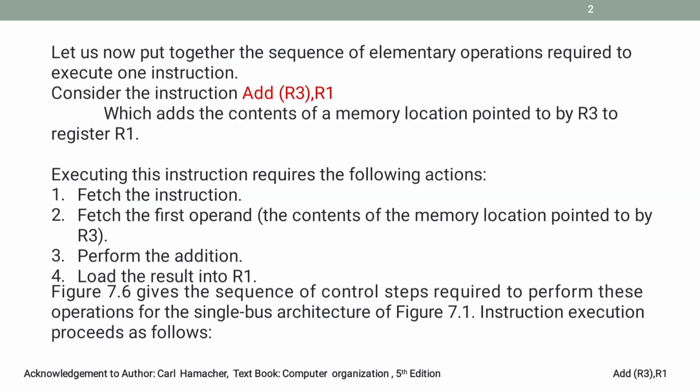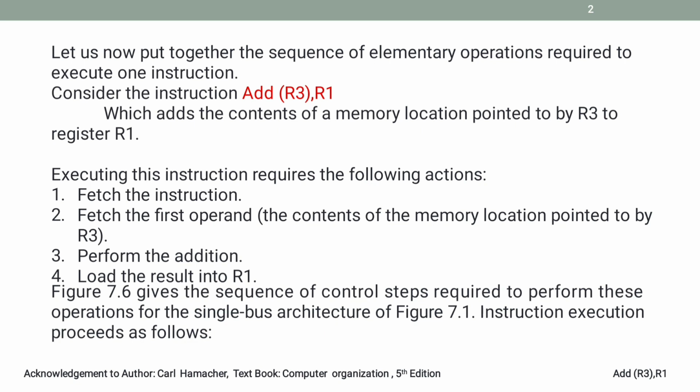Let us now discuss what operations or actions are required to execute the given instruction Add (R3), R1. First, this instruction will be in memory and has to be fetched. So the first action needed is fetch the instruction. Next, in that instruction, addition is specified, hence the second action is fetch the first operand, that is the content of the memory location pointed to by R3. So (R3) here indicates a memory location address. In that, the first operand is present and that has to be fetched. That is the second step.